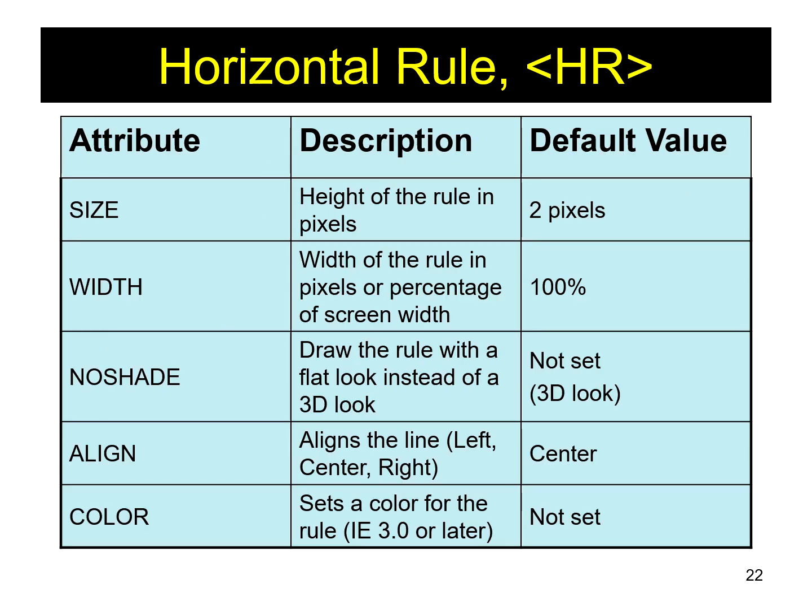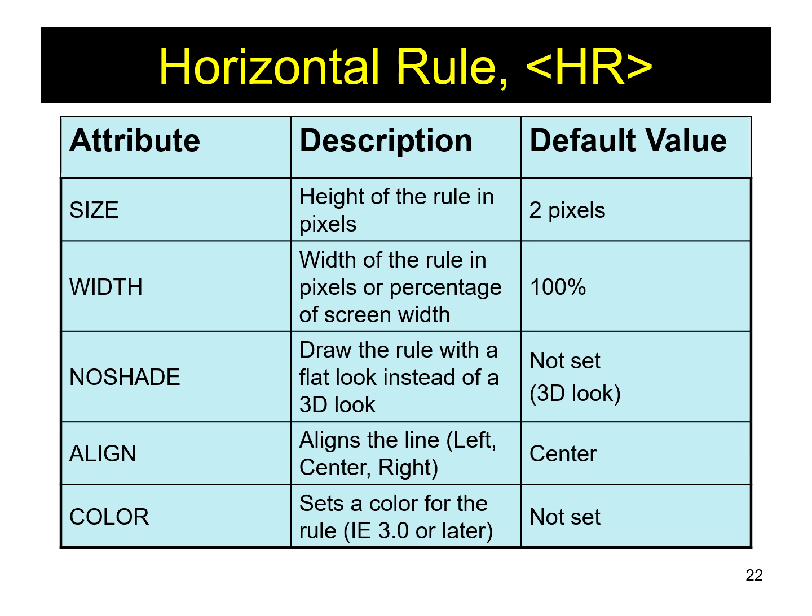Here, horizontal rule attributes, description and default values. Here we have to give the size, width, no shade, align and color. For size, the description is the height of the rule in pixels. For example, you can give 2 pixels. Width is the width of the rule in pixels or percentage of the screen. This denotes the screen width, 100% or 70%, whatever you can use.